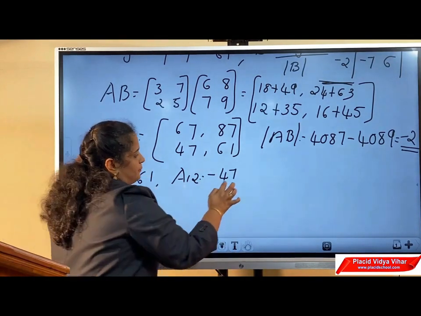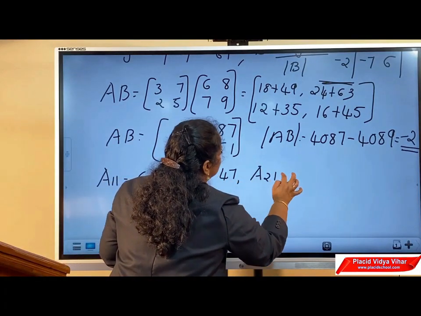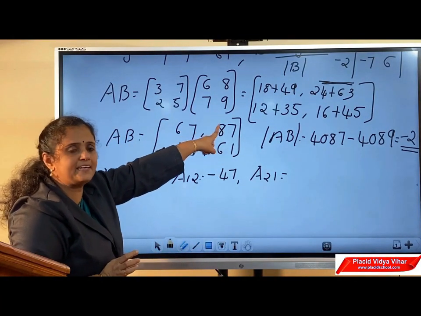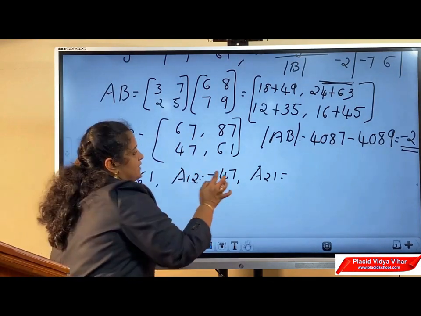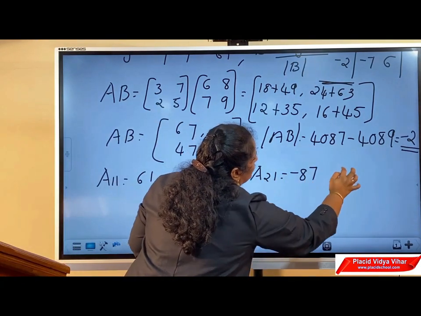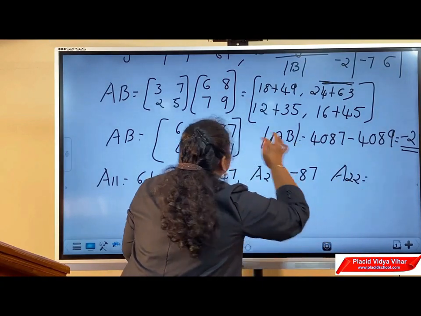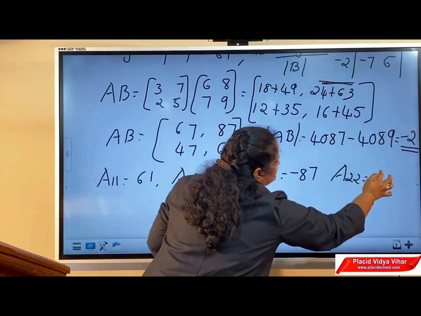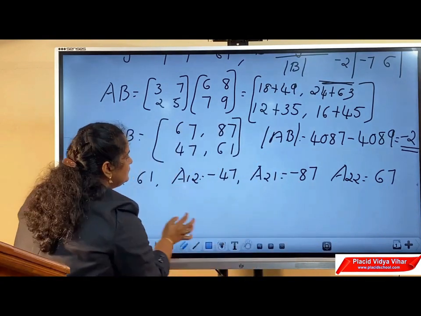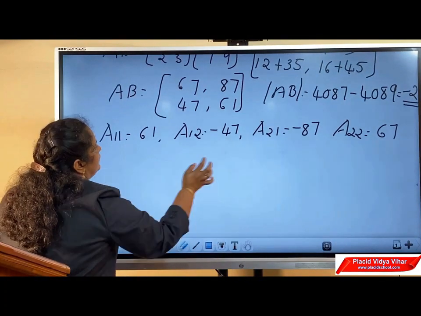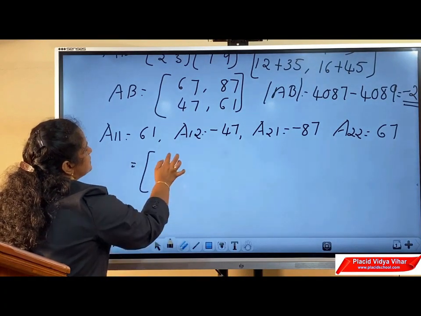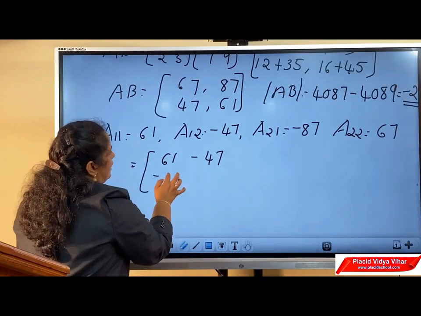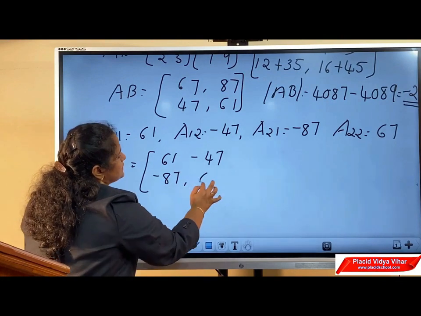Then we can find A21. A21 is equal to, the corresponding row and column you should eliminate. The remaining only one element will be left, 87. But we know that this element is negative. That is minus 87. Then A22. The corresponding row and column eliminate. The remaining element 67, that element is positive. Then we can write the cofactor. That means A11 is 61, A12 minus 47, A21 minus 87, A22 67.